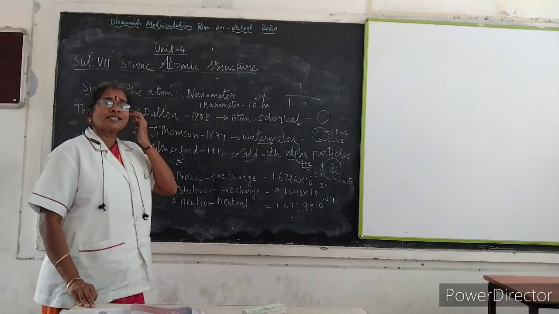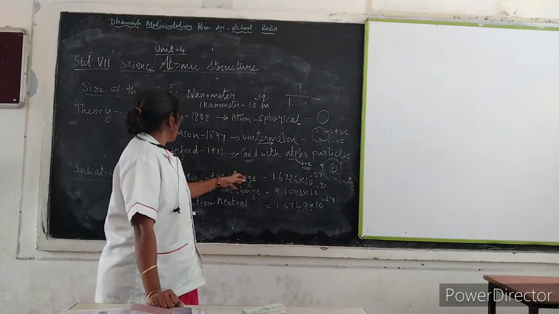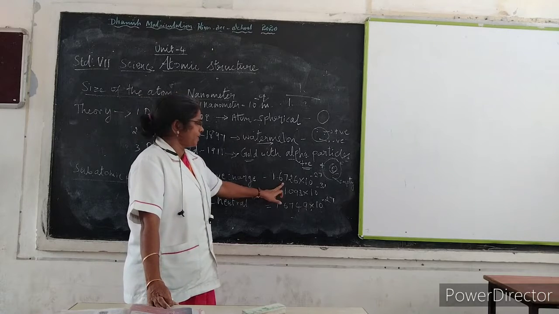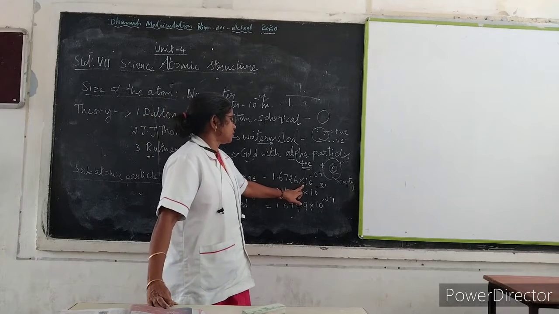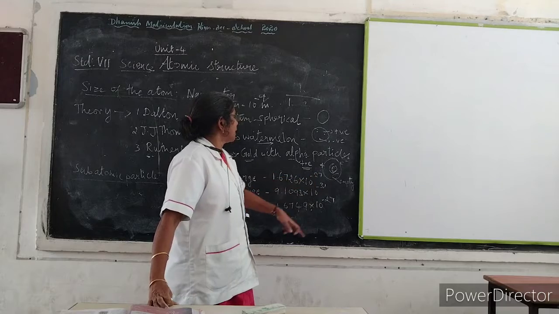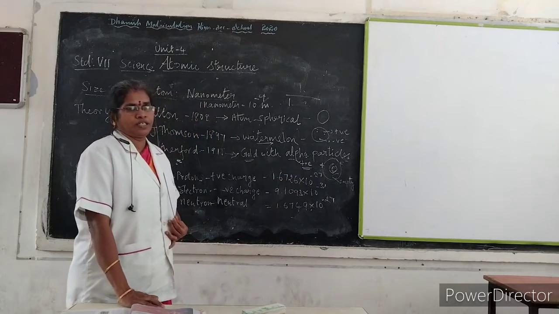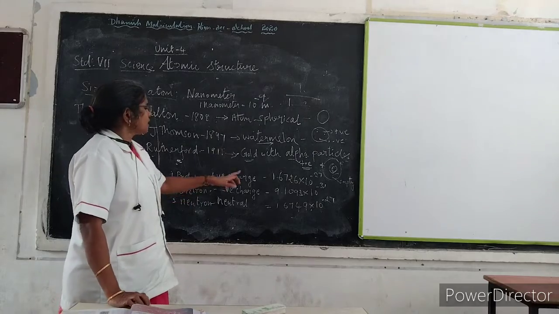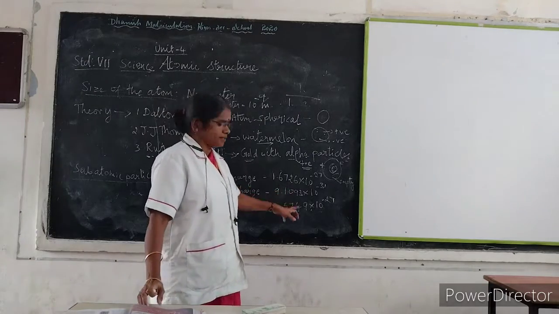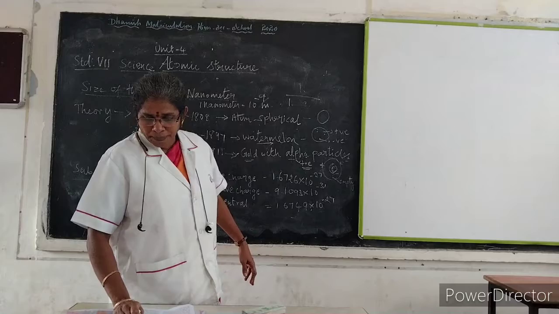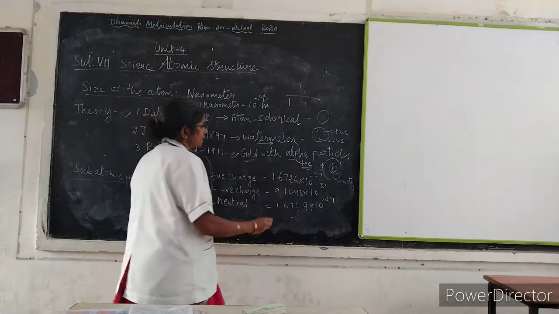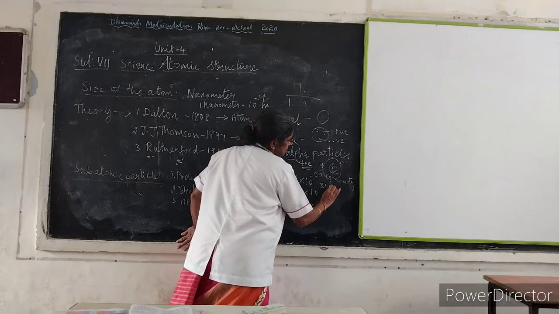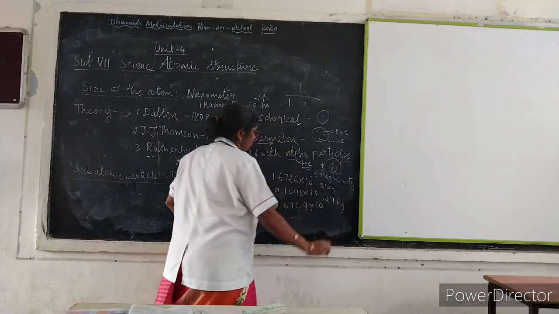Coming to the mass of the particles, the mass of proton is 1.6726 × 10^-27 kg. Electron is 9.1093 × 10^-31 kg. The unit measured here is kilogram.